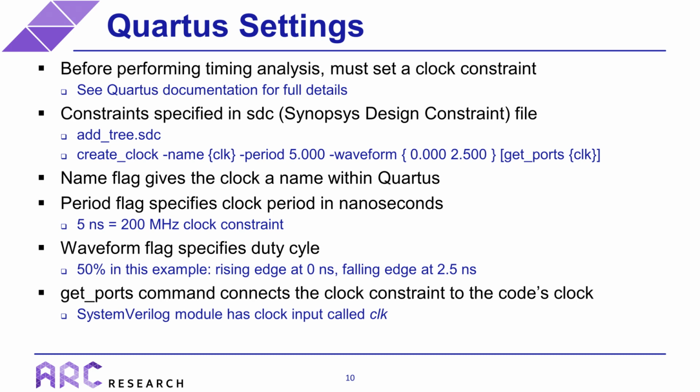The get_ports command is what connects this constraint to some signal in your code. In this case, we specify clock or CLK because that was the name of the clock signal that we used in the SystemVerilog module that we are working with. So this name has to match the name of your clock signal in your code.